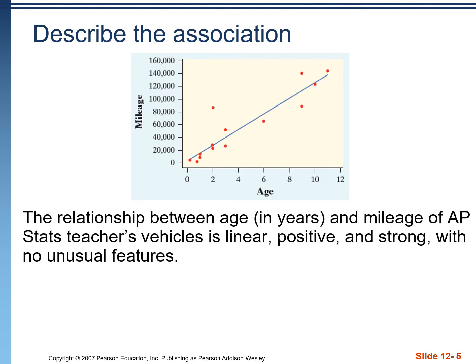The relationship between age in years and mileage of AP Stats teachers' vehicles is linear, that's our form. Positive, that's our direction. Strong is our strength. And no unusual features. Now, I would expect some of you to identify this as an unusual feature, and that's fine. You wouldn't be marked wrong for it. But really, when it comes to unusual features, if nothing immediately jumps out at you as, whoa, that point looks weird, we don't have to include it.